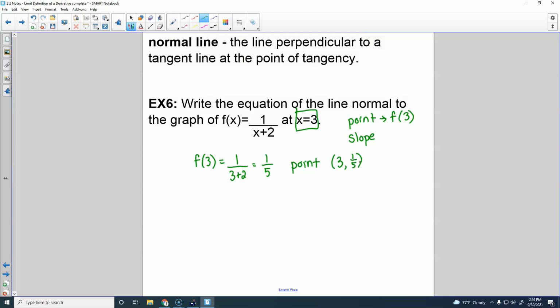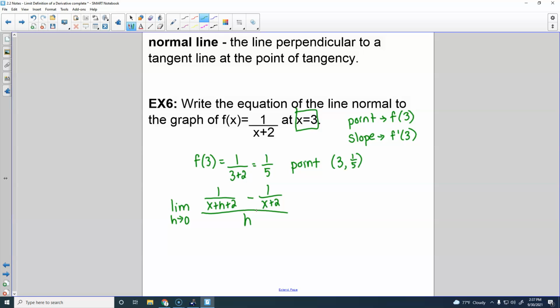The point is much easier than the slope, because for the slope we've got to find f prime of 3. On your free response questions, it's really going to be better to use the x plus h definition. I'm going to use that one again. So it's going to be 1 over x plus h plus 2 minus 1 over x plus 2, all over h.